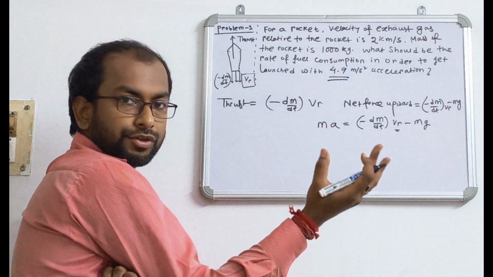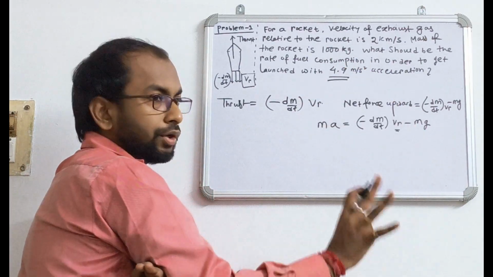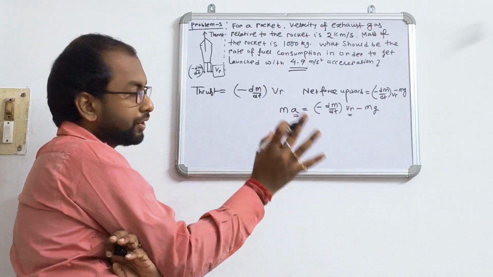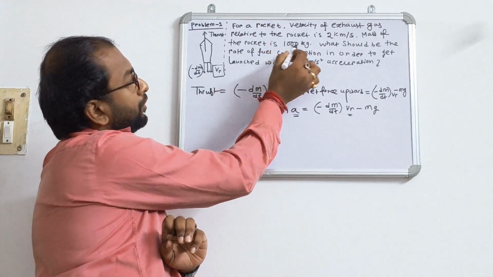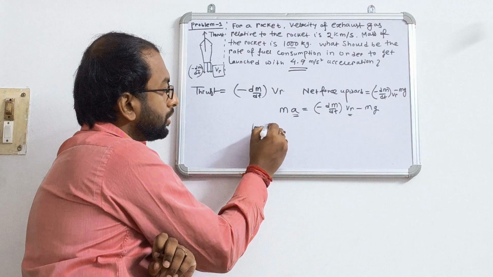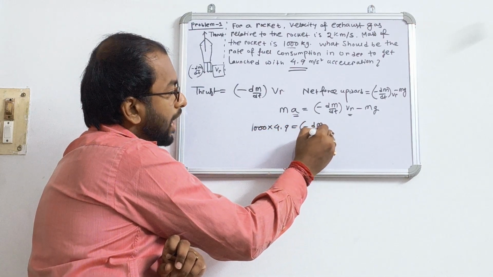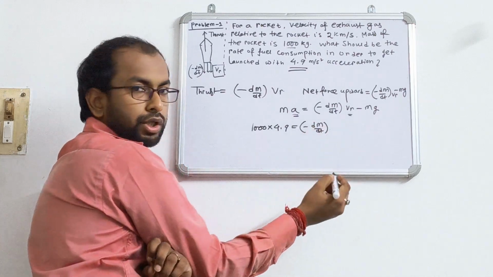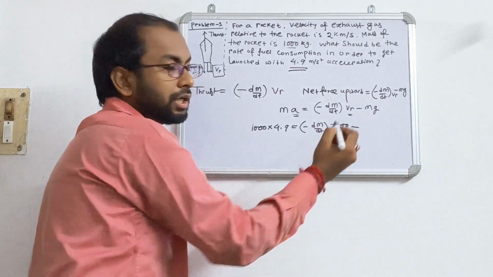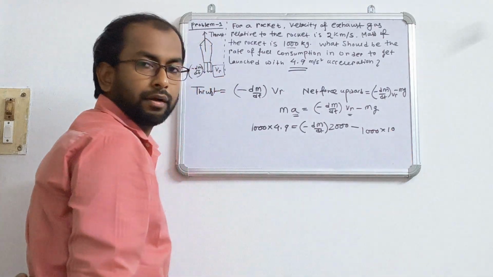Now we know this Vr, the exhaust gas velocity, is 2 km per second. Its weight is 1000 kg into 10, which we already know. We have the value of the acceleration needed in the upward direction, and the mass at that instant, 1000 kg. We'll put those values. So 1000 into 4.9 will be equal to minus dm by dt, which we have to find, times Vr, which is 2 km per second, so we write 2000 meters per second, minus mg, which is 1000 into 10.